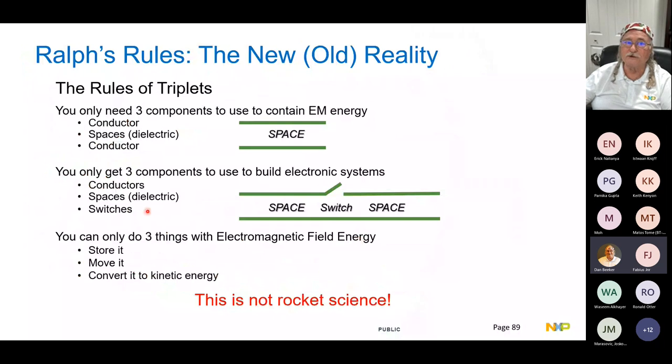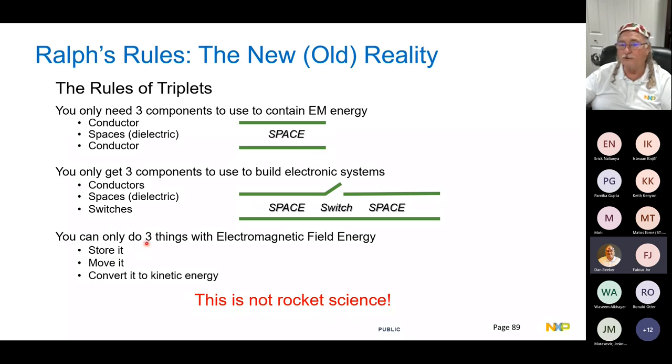Back to the triplets. Again, this is easy stuff. You only need three things to contain field energy: two conductors separated by a space. You only have three components: conductor, the space, and a switch. There's nothing else in the universe in the electronic world.